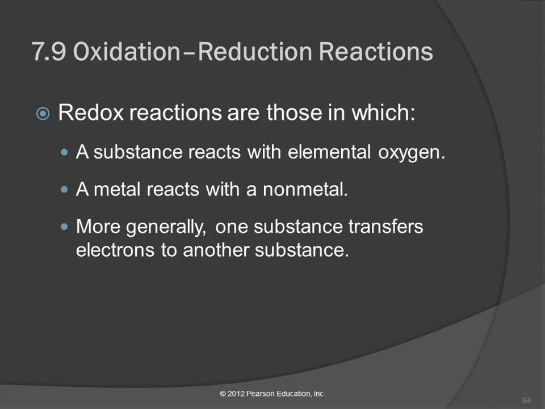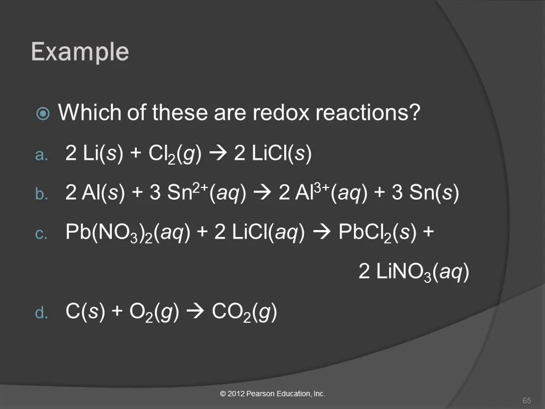The metals want to form cations, they tend to lose electrons. The nonmetals want to form anions, they tend to gain electrons. So when you get those together, there is often an exchange of electrons. And just more generally, anytime you have one substance transferring electrons to another substance. So we should be able to do things like this, predict which of these are redox reactions. And so we're going to think back to those things we talked about on the previous slide.